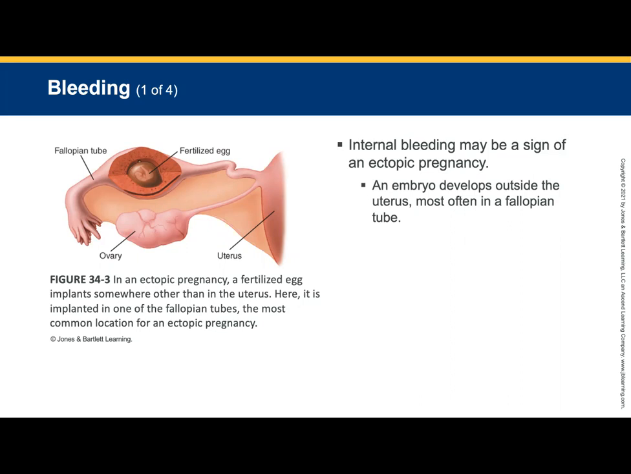Consider the possibility of ectopic pregnancy in a woman who has missed a menstrual cycle and complains of sudden, severe, usually unilateral pain in the lower abdomen. So the picture is showing you where your ovaries are, your uterus, and where the fallopian tube starts to develop off the uterus.